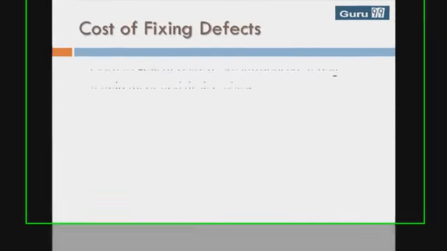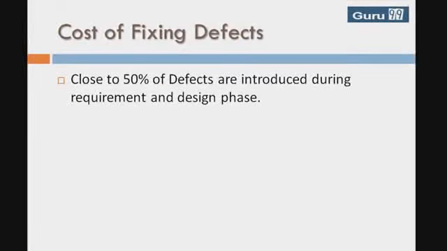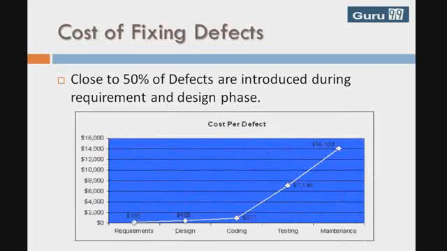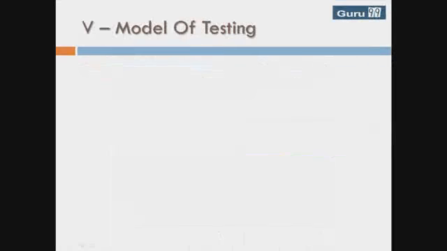Assessments of thousands of projects have shown that defects introduced during requirements and design phase make up close to half of the total number of defects. Also, the costs of fixing a defect increases across the development life cycle. The earlier in life cycle a defect is detected, the cheaper it is to fix it. To address this concern, the V-model of testing was developed.